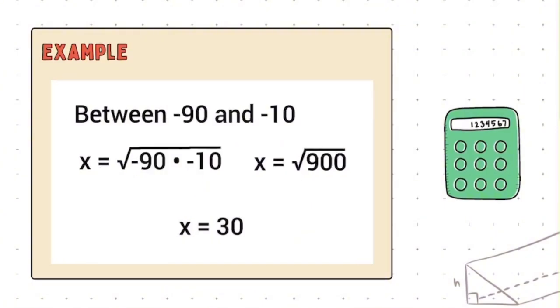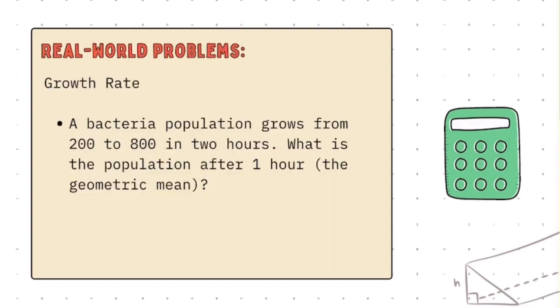Example 2. Between negative 10 and negative 90, multiply negative 10 times negative 90 equals 900. The square root of 900 is 30. So, the geometric mean is 30. You just multiply the two numbers, then take the square root using the formula x equals the square root of a times b.